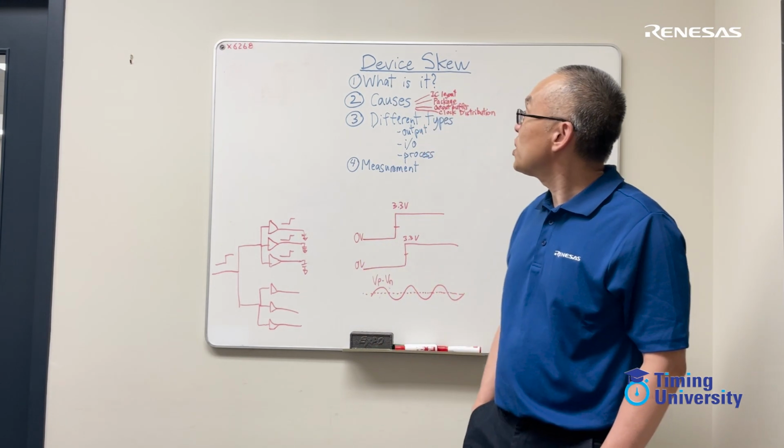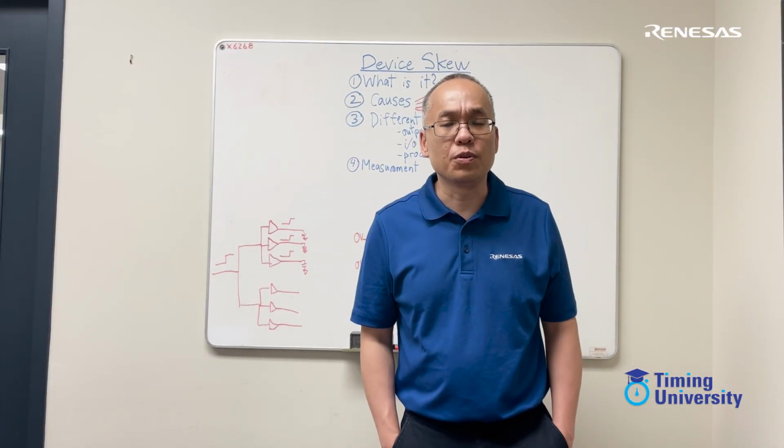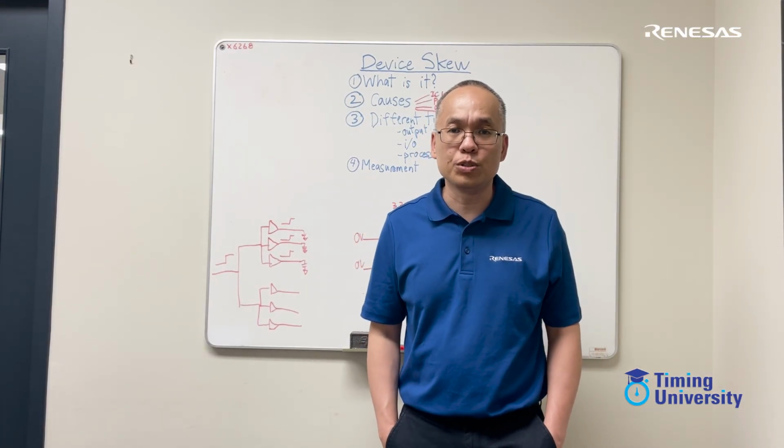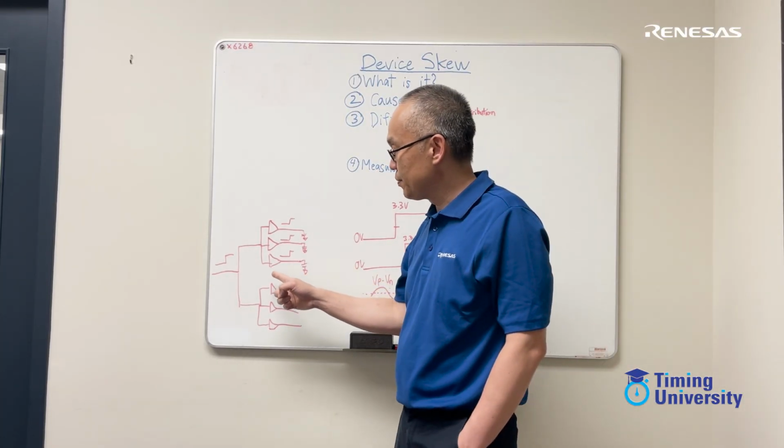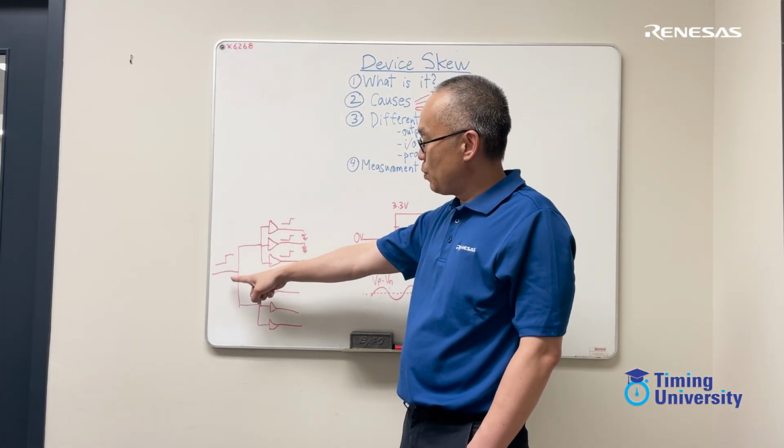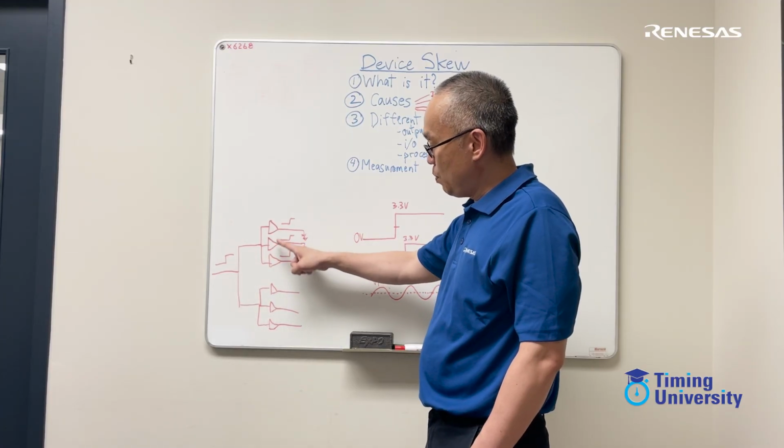So what are the different types of device skew? Well, the first one is output to output skew. Take, for example, this diagram right here. You have a common input and you have these outputs here.